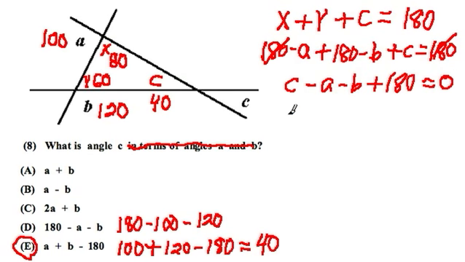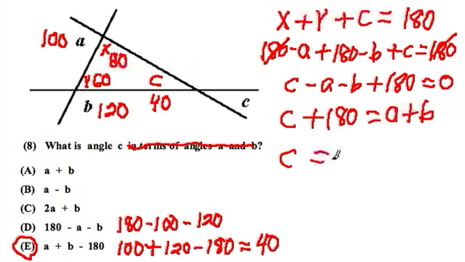Add A and B to both sides. C plus 180 is equal to A plus B. Subtract 180 from both sides. C is equal to A plus B minus 180. So it checks out. Whenever you see lines in a geometry problem, you should always be thinking that the vertical angle rule and the rule for angles on a line might be relevant.